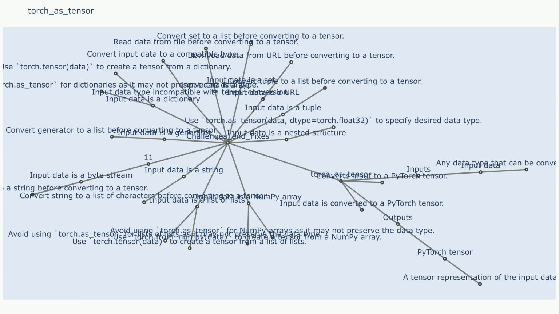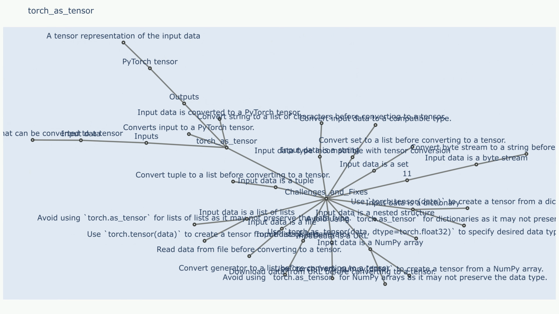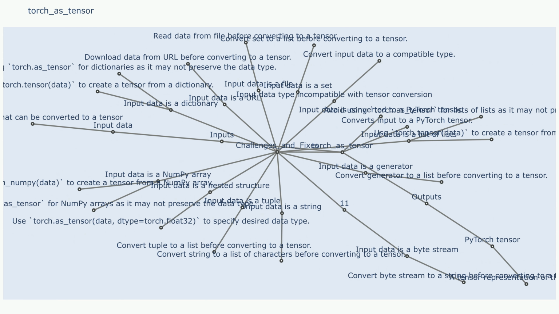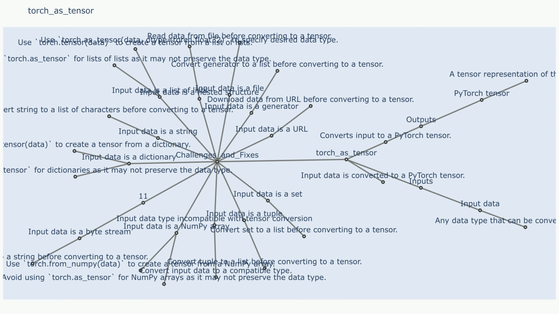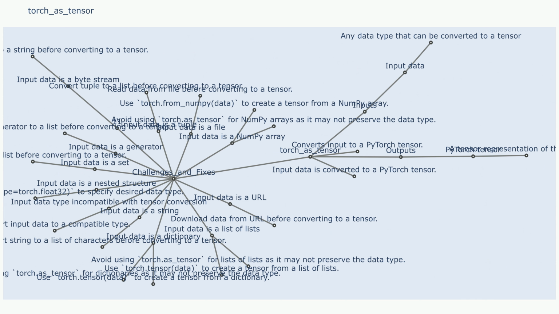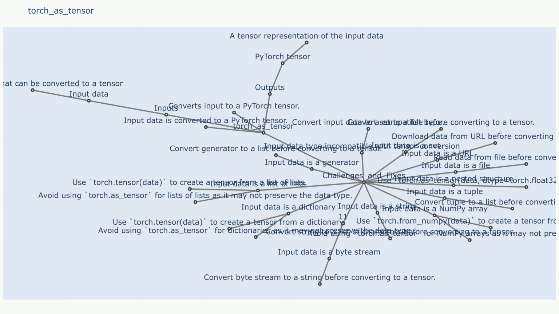Challenge 1, inconsistency in data types. Sample use case, converting a list of floats to a tensor with an integer data type. Fixes. Ensure the input data type matches the desired dtype or explicitly cast it before conversion. Challenge 2, tensor memory location mismatch. Sample use case, converting a NumPy array to a tensor on a different device than the current default device. Fixes. Explicitly specify the target device using the device argument.